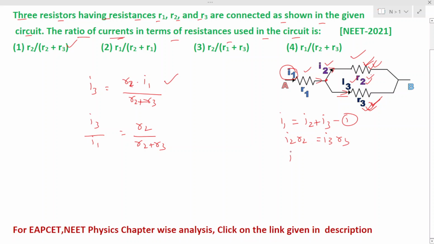From this I can write I2 as I3 into R3 by R2. Let me take this as equation 2. Now if I substitute equation 2 in equation 1, I'll get the answer, that is I3 by I1 is equal to R2 by R2 plus R3.